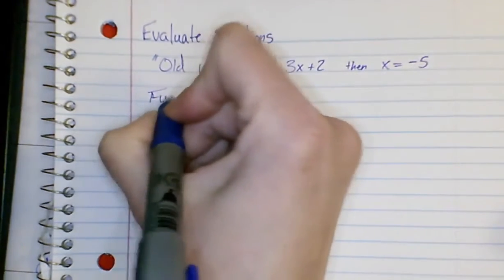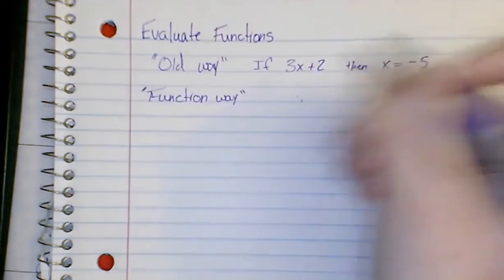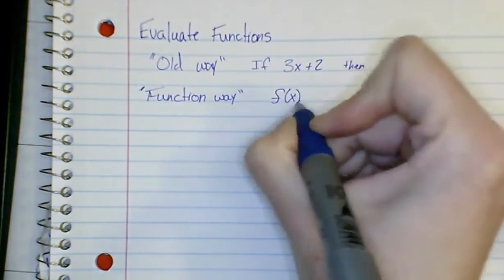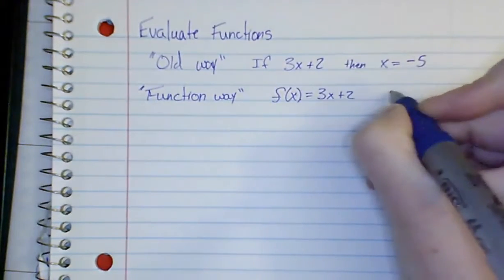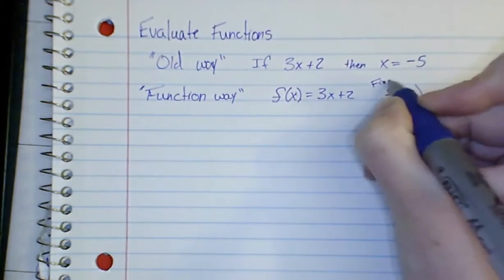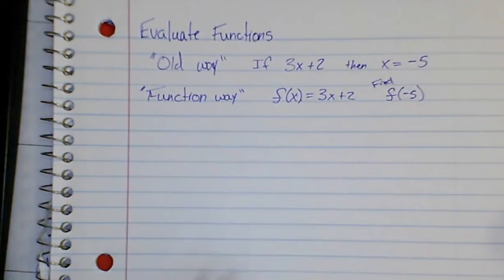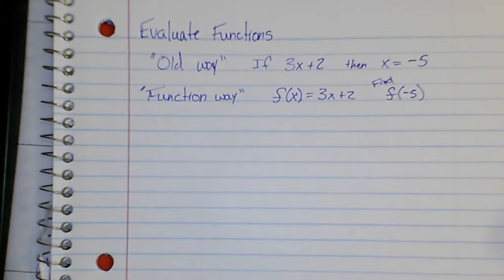The function way would be f of x equals 3x plus 2, find f of negative 5. That just means we're going to take negative 5 and plug it in for x. So really it's nothing different, you're just looking at a different format of evaluating our functions.